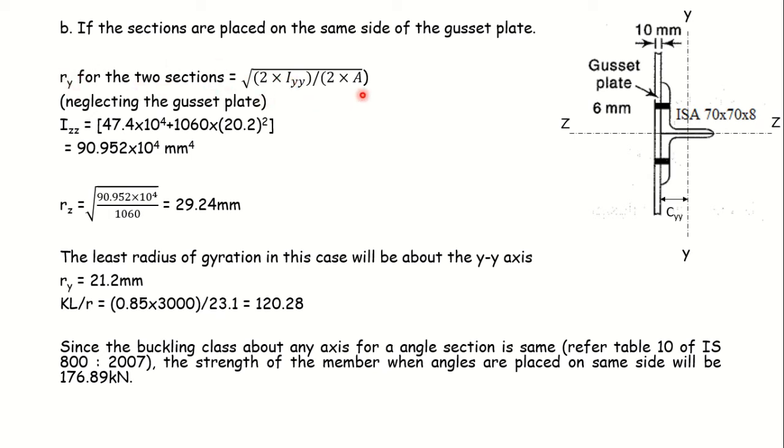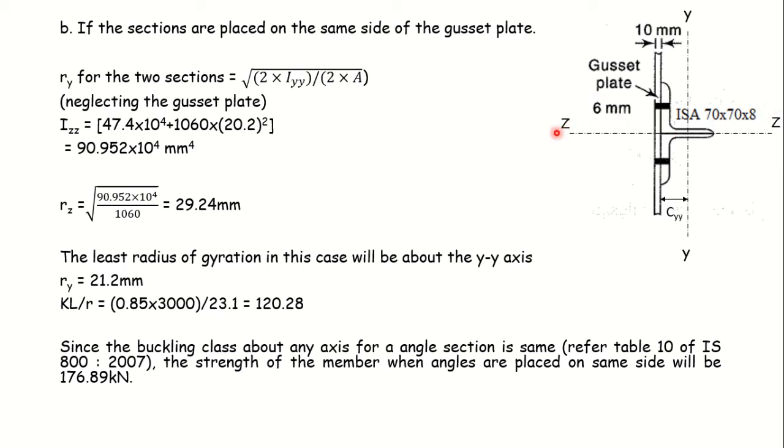That is nothing but it will give you back the root of Iyy divided by A. That is the radius of gyration of one ISA 70 by 70 by 8. So that will be 21.2 mm.